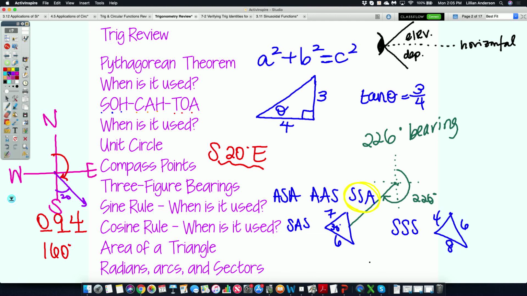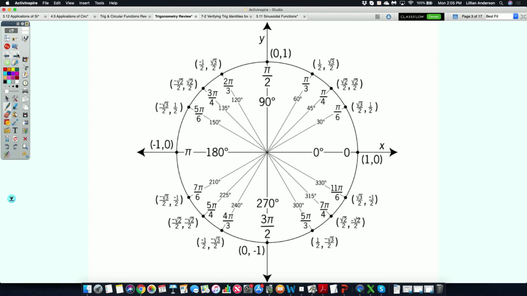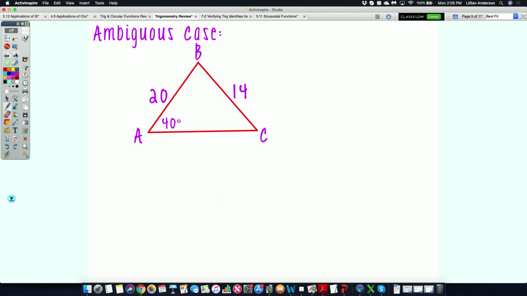You would subtract it from 180. Okay, so let's take a look at an example with the ambiguous case right here. You have a side-angle situation where the side across from your 40-degree angle is smaller than the other one. So remember, to solve this triangle, what will be the first thing, the easiest thing to find at this point?